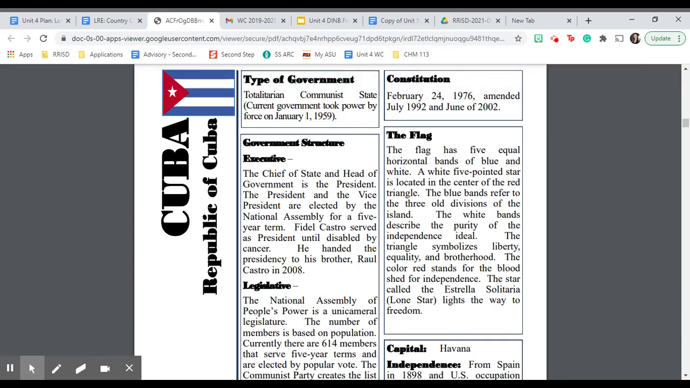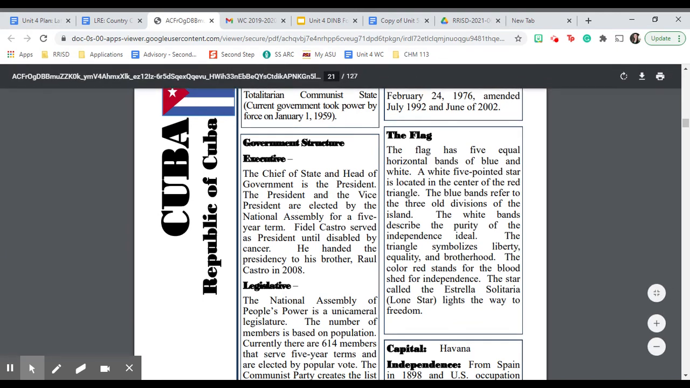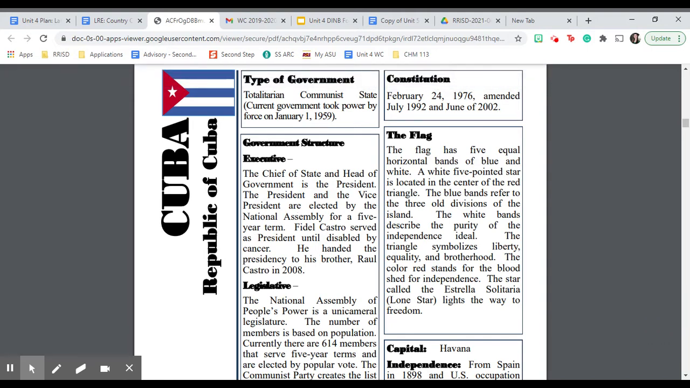The flag, as you see in this picture right here, and you will also see in your digital interactive notebook, the flag does have 5 equal horizontal bands of blue and white. The white 5-pointed star is located in the center of the red triangle. The blue bands refer to the 3 old divisions of the island, and the white bands describe the purity of the independence ideal. The triangle symbolizes liberty, equality, and brotherhood. And the color red stands for the blood shed for independence. The star, called the Estrella Solitaria, is the lone star, and that lights the way to freedom.